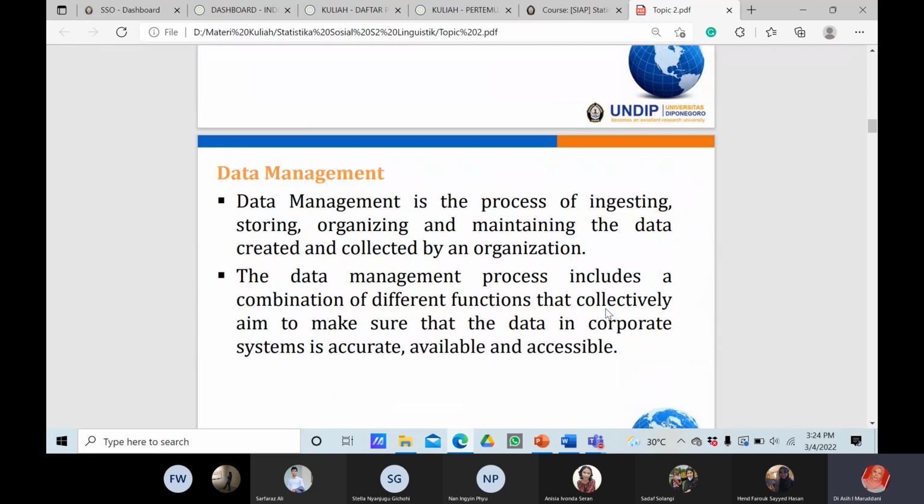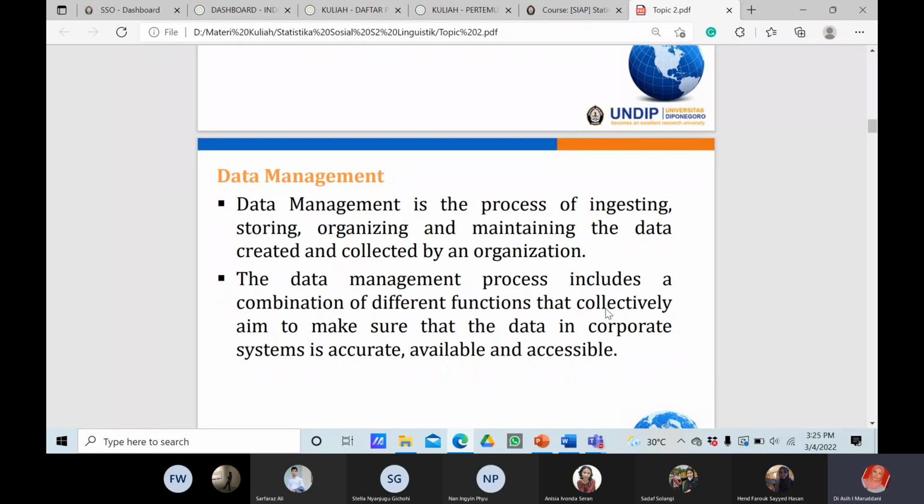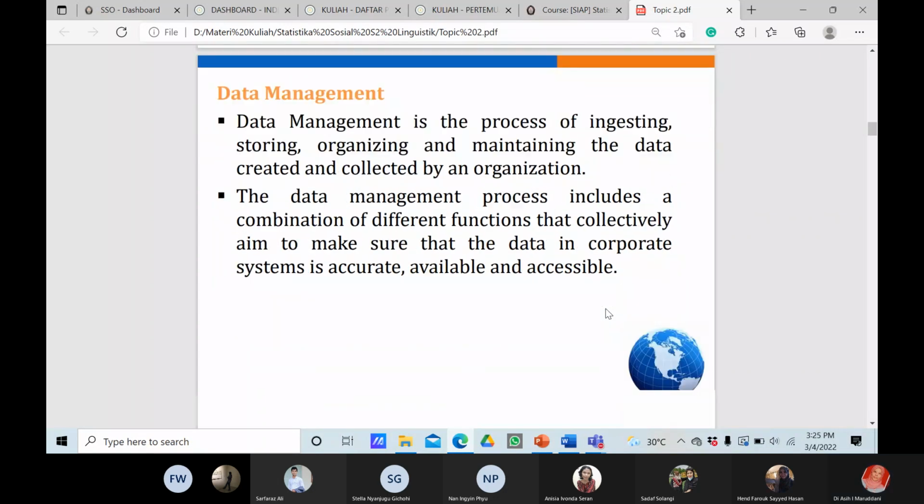Before we do visualizing or anything else, we have to learn about data management, which is defined as the process of ingesting, storing, organizing, and maintaining the data created and collected by an organization. The data management process includes a combination of different functions that collectively aim to make sure that the data in the corporate system is accurate, available, and accessible.